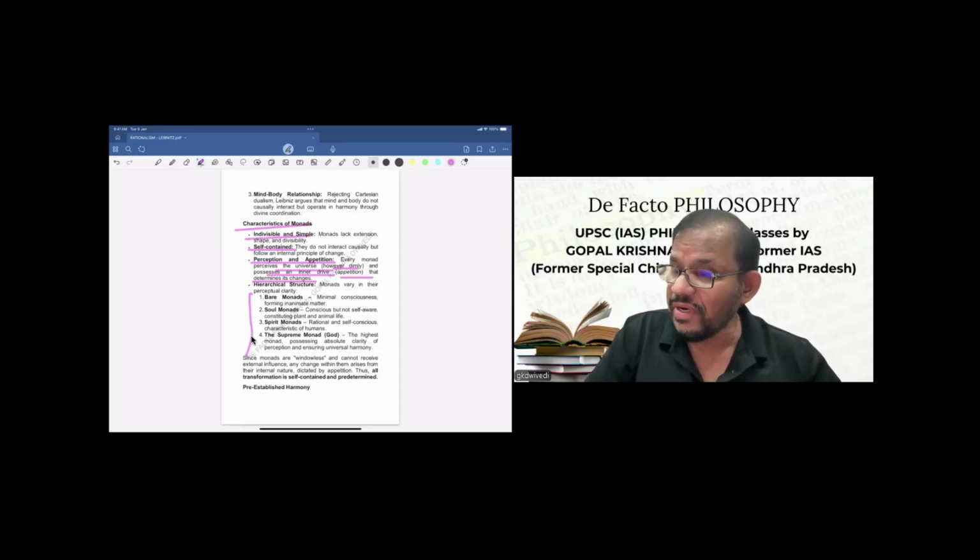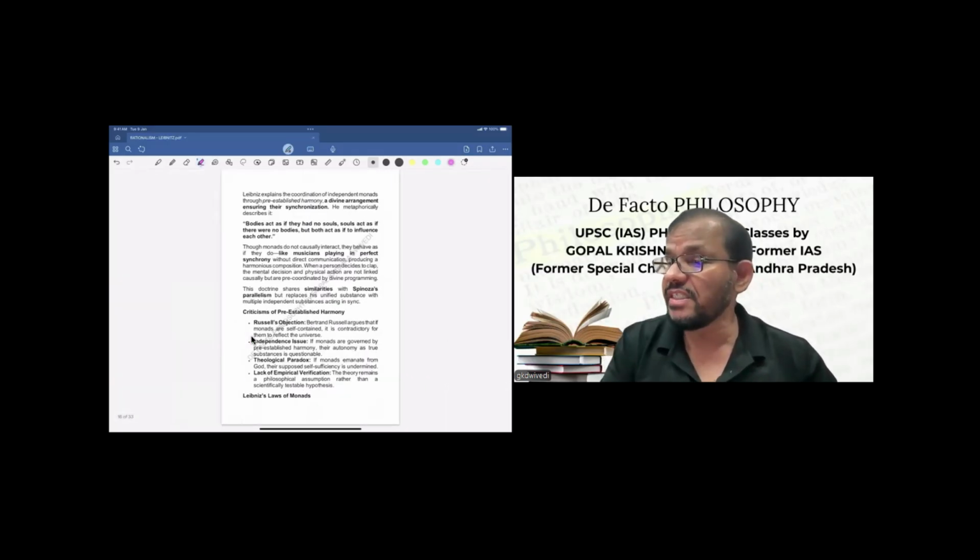So the monad theory we need to explain briefly. If a question comes, discuss monadology in Leibniz's philosophy, we have to very briefly mention pre-established harmony also. Now, what is pre-established harmony? A divine arrangement ensuring perfect synchronization. This is basically pre-established harmony.